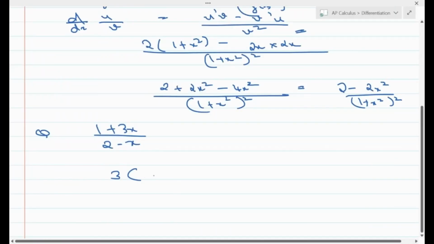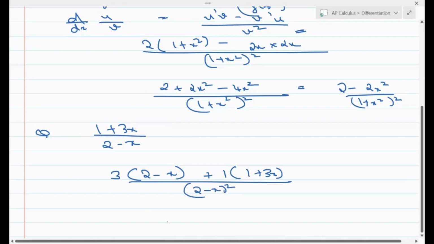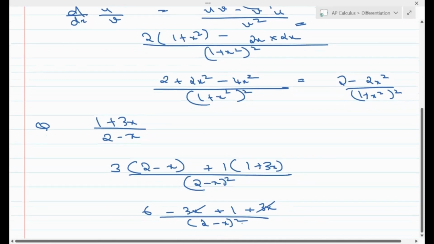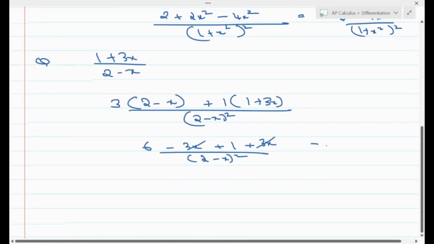So it should be 3 times, sorry, 3 into 2 minus x, minus of minus 1. So this becomes plus 1 times 1 plus 3x, whole divided by 2 minus x whole square. So this would be 6 minus 3x plus 1 plus 3x. So 3x and 3x get cancelled. 2 minus x whole square. So your answer should be 7 by 2 minus x whole square.